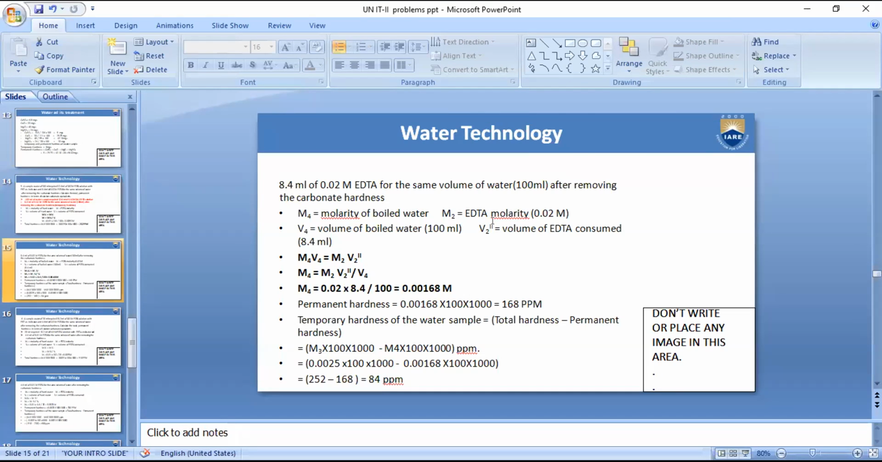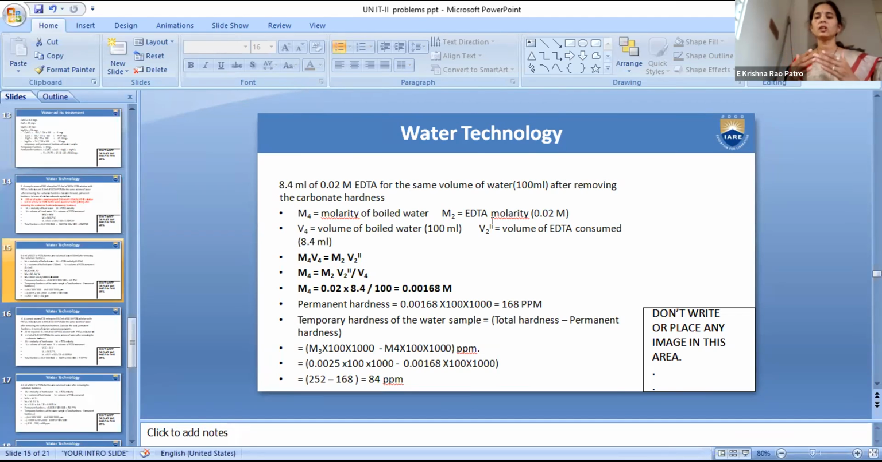So M2 is equal to M1V1 by V2. Now tell me, to find the molarity of standard hard water, what is the formula? We discussed yesterday how to find the molarity of standard hard water. Step 1: weight by molecular weight into 1000 by volume in milliliters. How much did you get yesterday for M1? 0.01. Okay, that is to find the molarity of standard hard water.